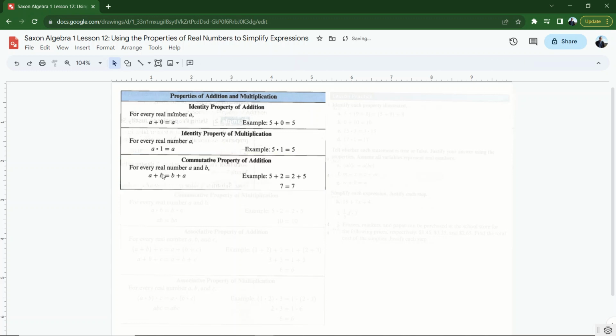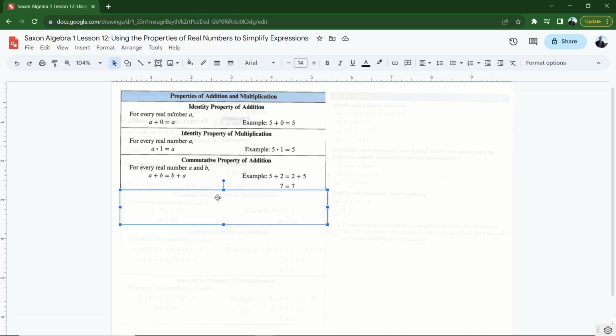All right, the commutative property. We've used this before, even if we didn't call it the commutative property. And what it means is that it doesn't matter which order you add numbers. You can move things around when adding numbers and still get the same result. A plus b equals b plus a, or 5 plus 2 is the same as 2 plus 5. Order does not matter when adding.